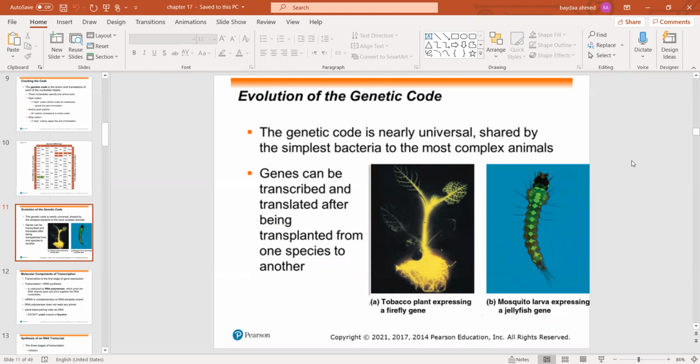A bacterium can be programmed by the insertion of human genes to synthesize certain human proteins for medical use, such as insulin. A tobacco plant expressing a firefly gene: the yellow glow is produced by a chemical reaction catalyzed by the protein product of the firefly gene. A mosquito larva expressing a jellyfish gene: the green codes for green fluorescent protein and is inserted into organisms as a reporter gene, so researchers can tell if a gene of interest is being expressed.